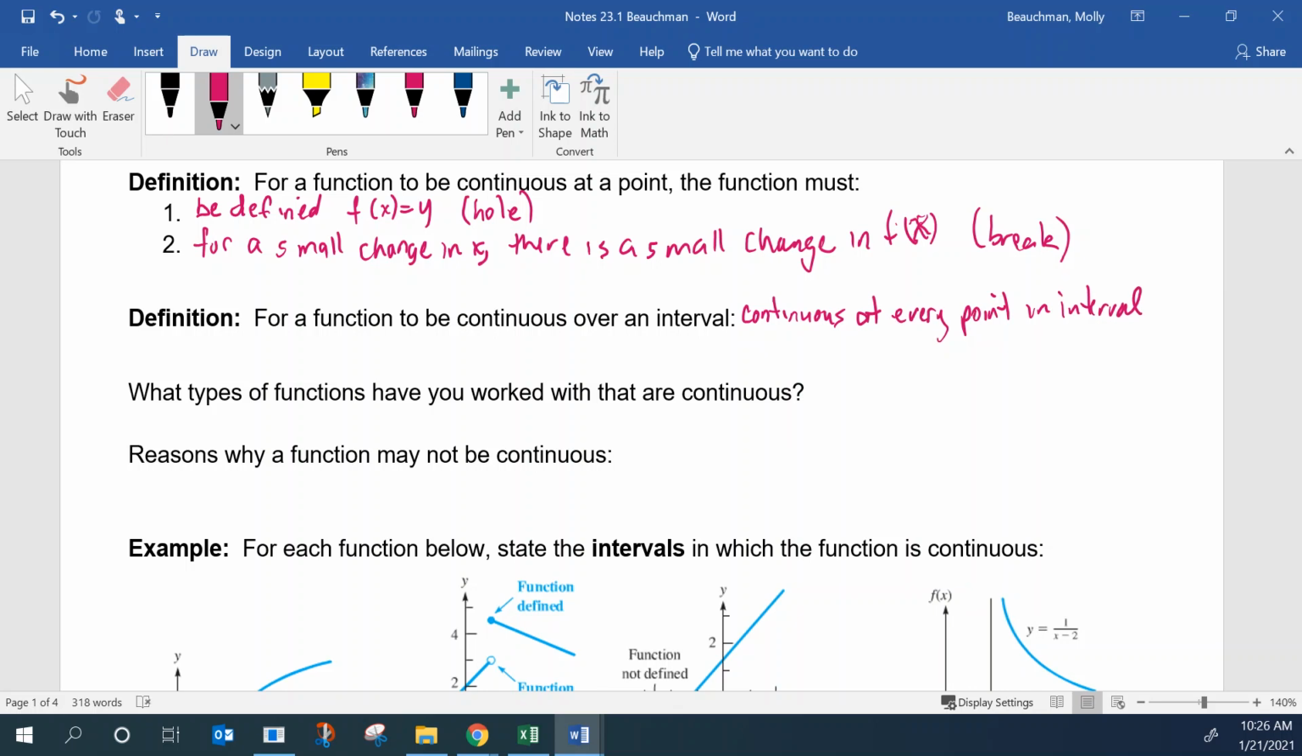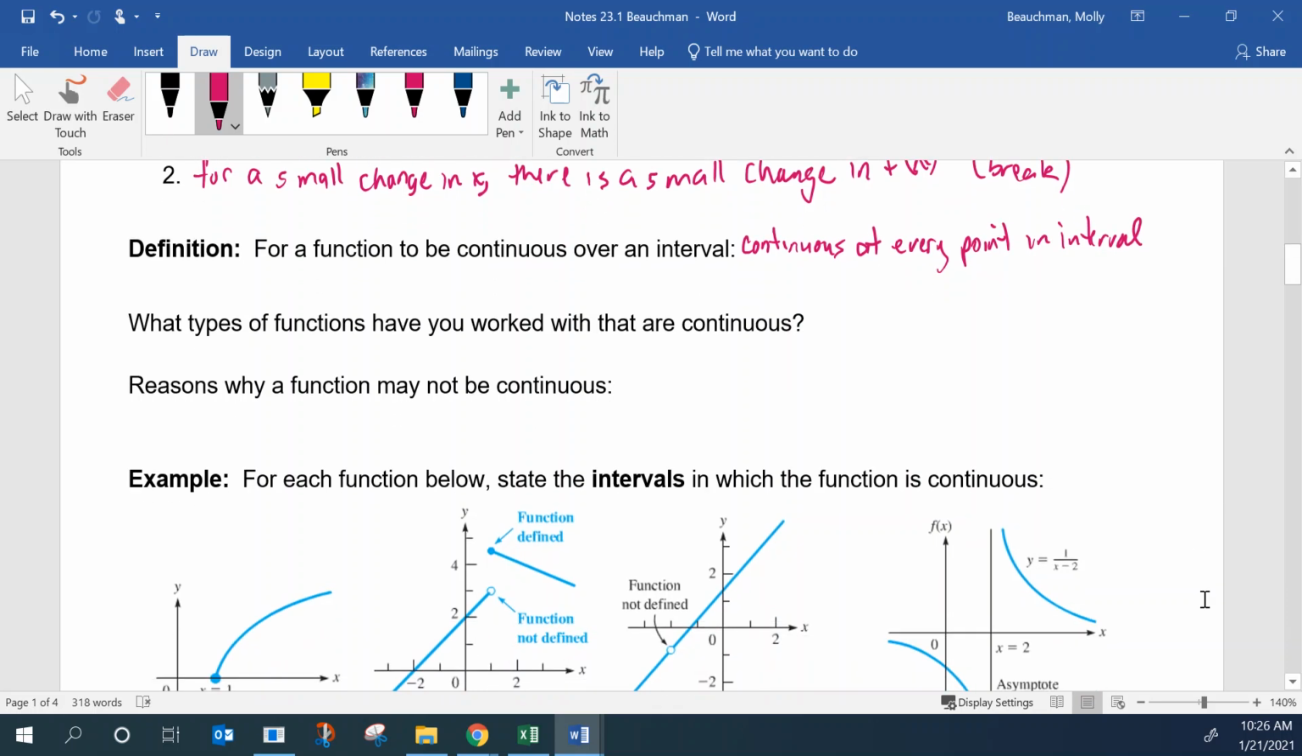So the types of functions that you've worked with so far that are continuous: you've looked at lines. The graph of a straight line is continuous. Parabola. Any of the polynomial functions, a cubic function. Even exponential functions. Those look like exponential growth. So you've worked with a lot of functions that are continuous.